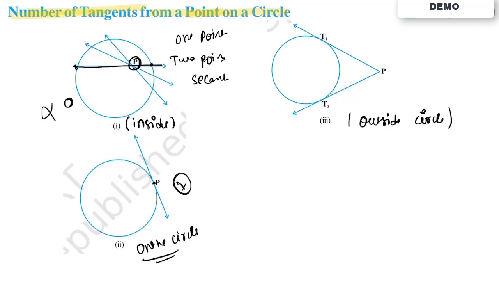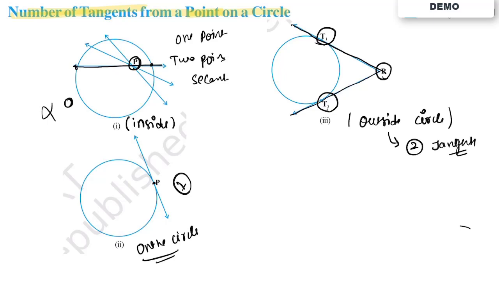Now when it is lying outside the circle, there are two possibilities. You draw it from here and you draw it from here. This is your tangent T1 and this is your tangent T2. So when it is outside the circle, you can draw two tangents.